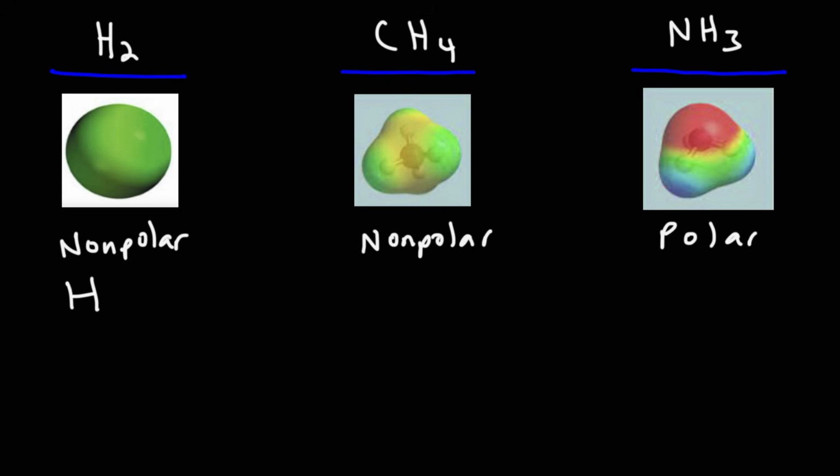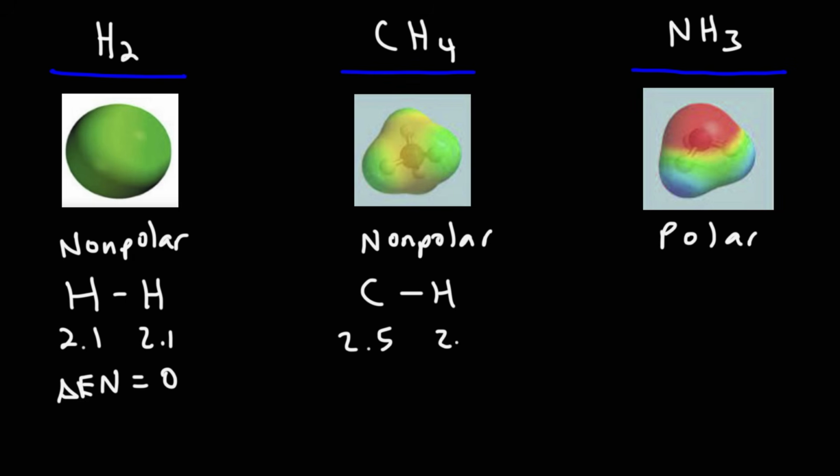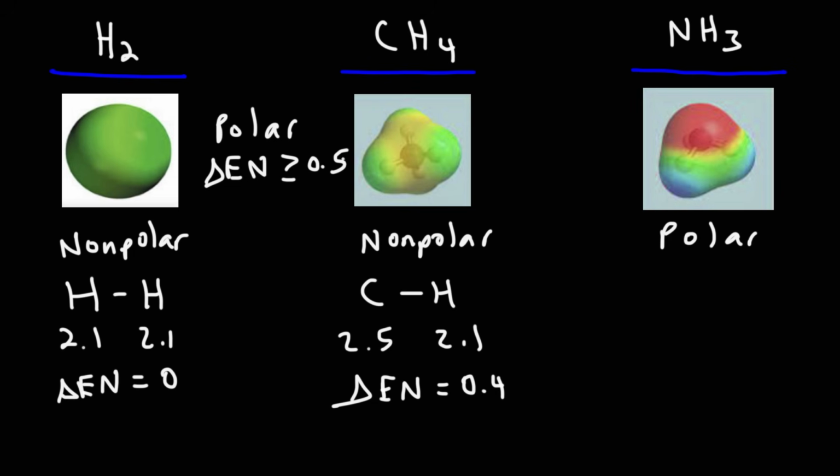Now when we look at hydrogen, hydrogen has an electronegativity value of 2.1. So the electronegativity difference in this bond is 0. Now when we focus on methane, particularly the carbon-hydrogen bond, the EN difference is not 0. Carbon has an electronegativity value of 2.5, and for hydrogen it's 2.1. So we have an EN difference of 0.4. In order to have a polar bond, the electronegativity difference is defined to be 0.5 or higher. So the CH bond is just below that threshold.